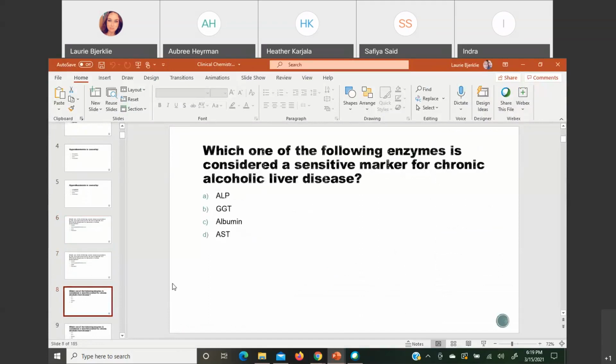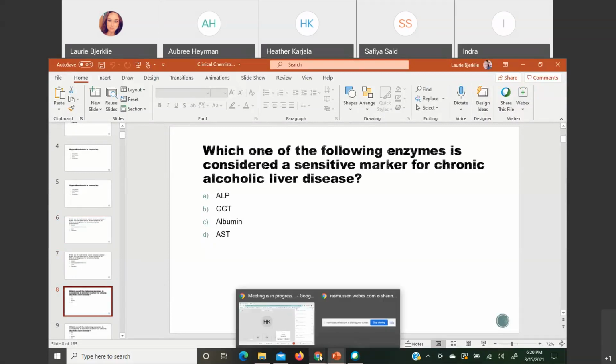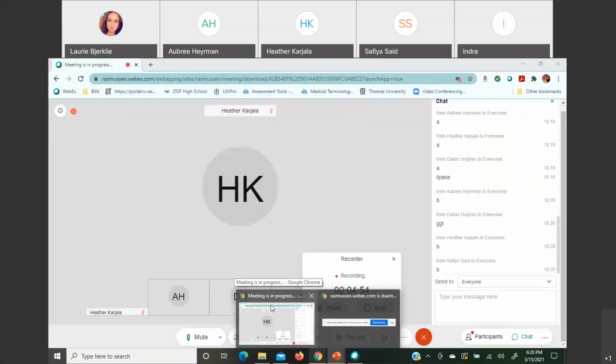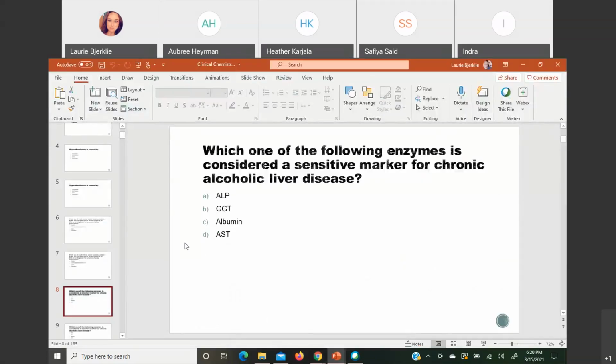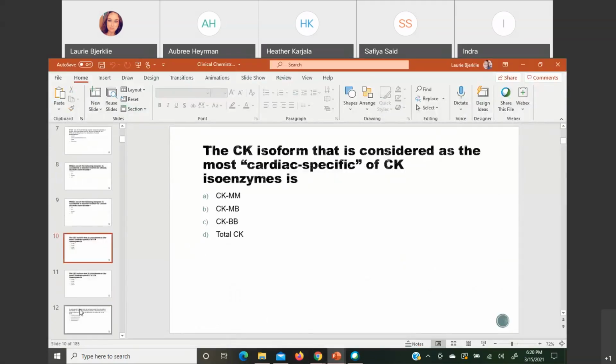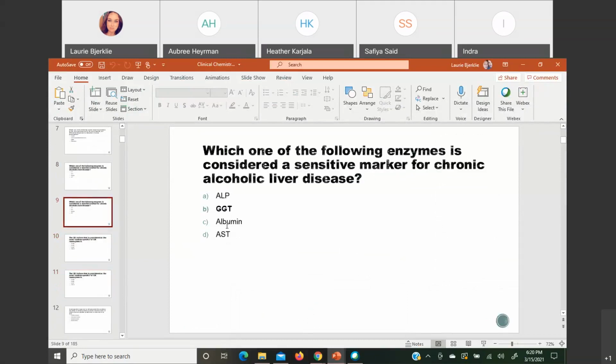Okay. Which one of the following enzymes is considered a sensitive marker for chronic alcoholic liver disease? Which enzyme is a good marker for alcoholic liver disease? ALP, GGT, albumin, or AST? Let's see what people are answering. I've got B's for GGT, yes. So I guess I can show the answer. Oops, no, that one, oh, geez, Lori.